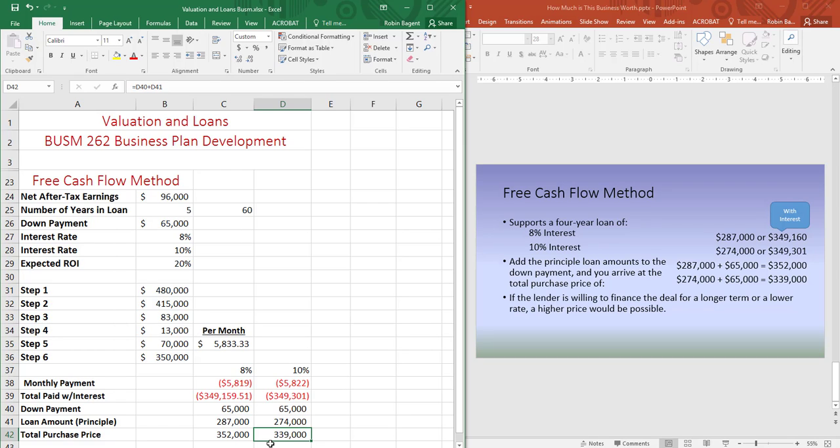So at 8% interest, my principal is $287,000. At 10%, it's only 274,000. So that difference in interest rate is pretty significant in my borrowing. The total purchase price, $352 versus $339. So that's how you figure these numbers. And let me know if you have any questions.